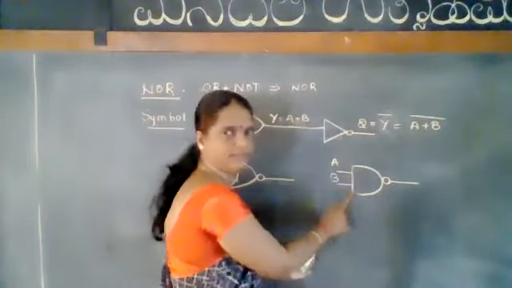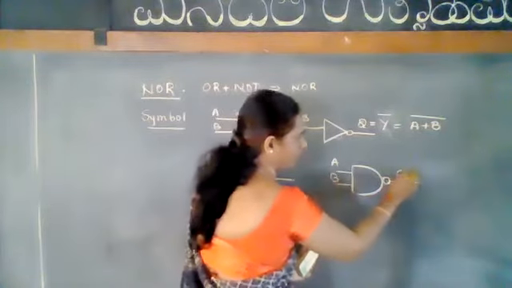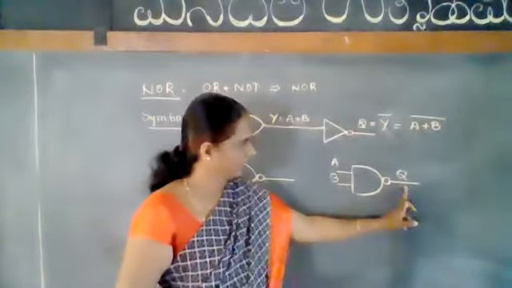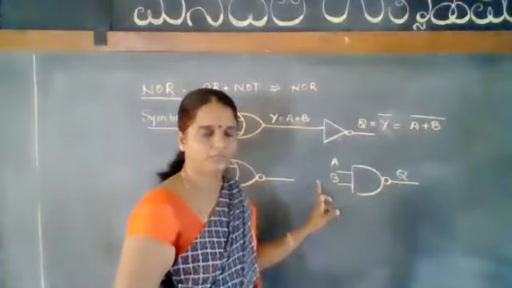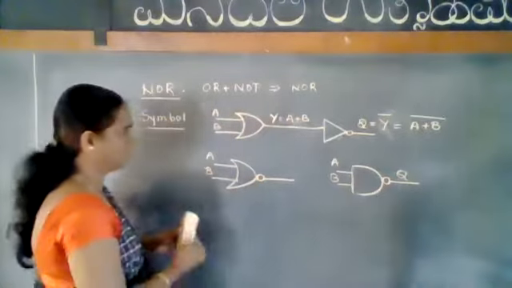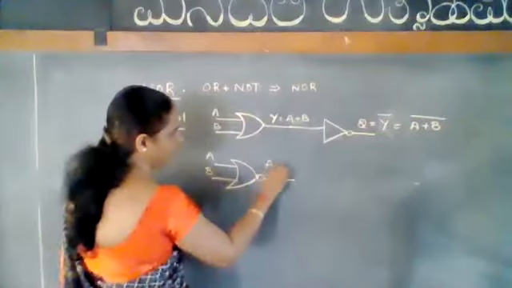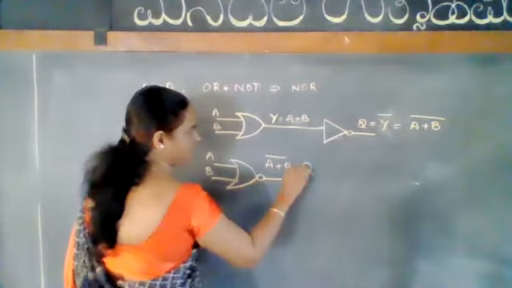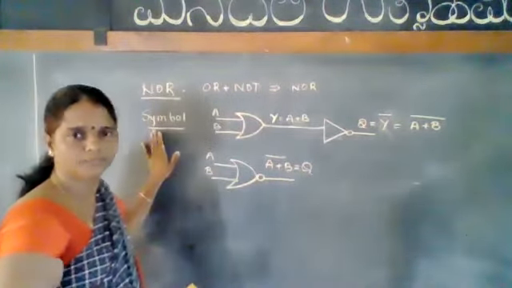Therefore, the symbol for NAND gate is AB. This is AND. Output we have taken it as Q, or Y also, anything you can take. So Q is nothing but A dot B complement for NAND gate. For this OR gate, NOR gate, it is A plus B complement, which is equal to Q, right? Okay. So this is the symbol for NOR gate.